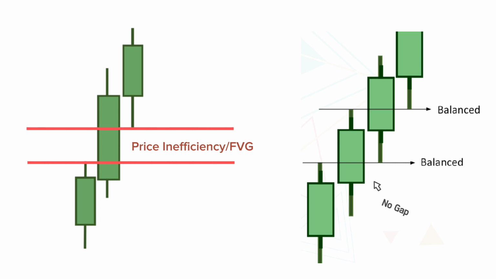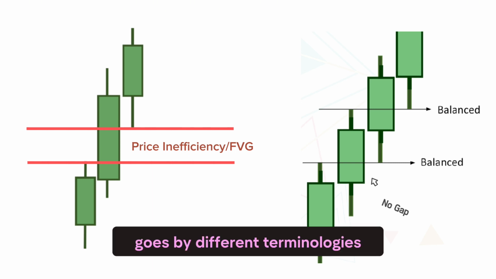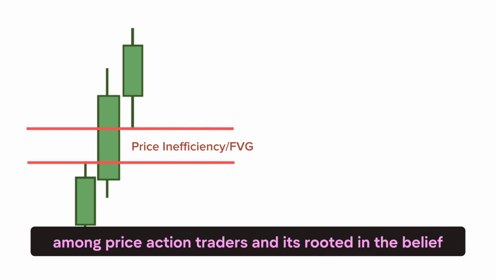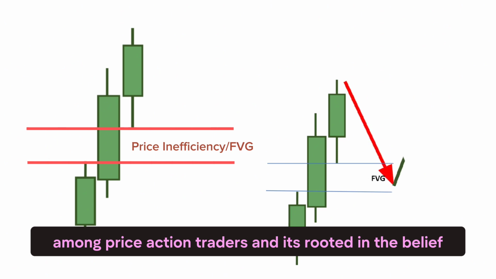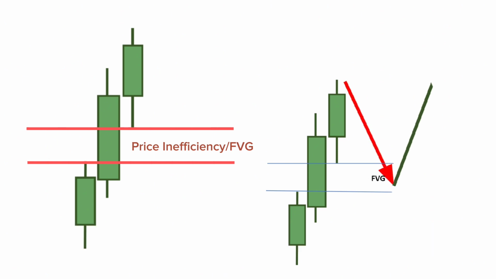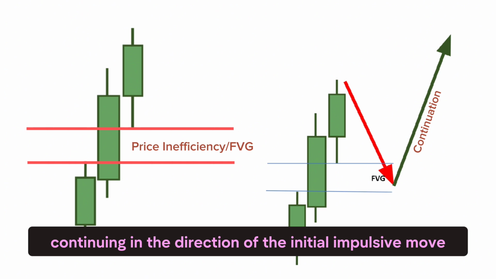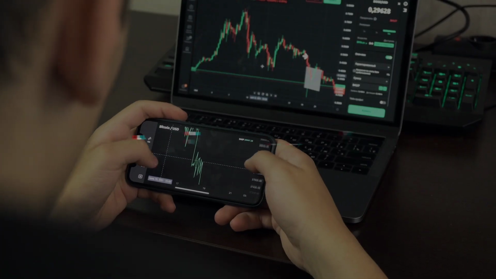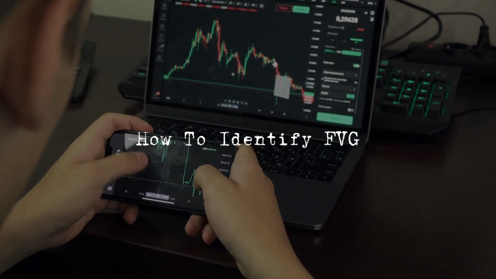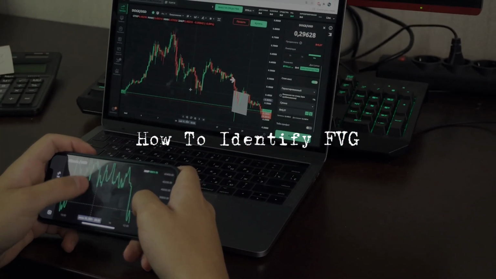The concept of fair value gap goes by different terminologies among price action traders and is rooted in the belief that the market inherently corrects itself, gravitating back towards these imbalances before continuing in the direction of the initial impulsive move. So, how do you identify a fair value gap on a price chart?